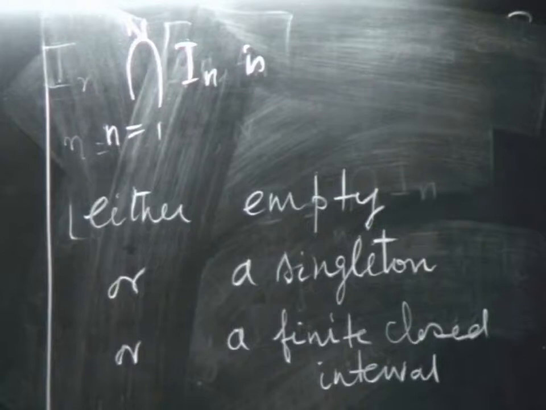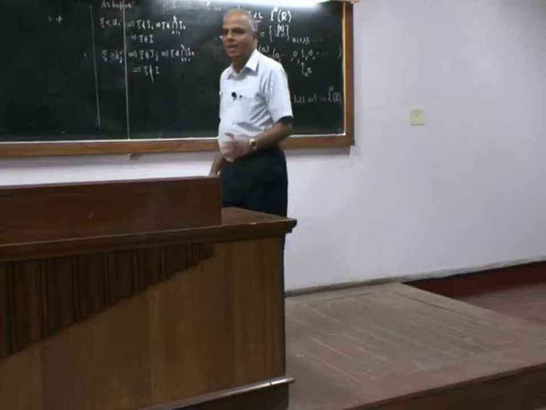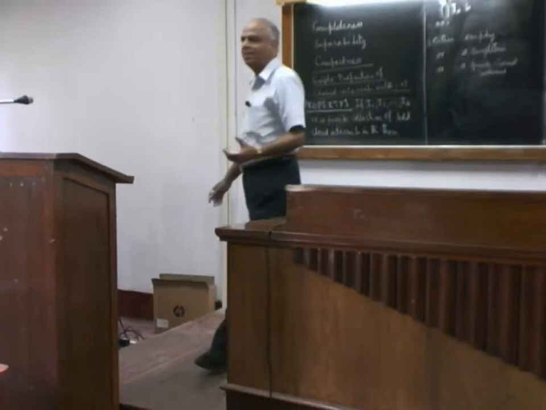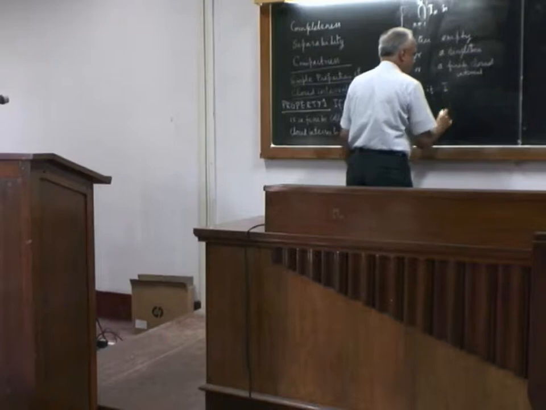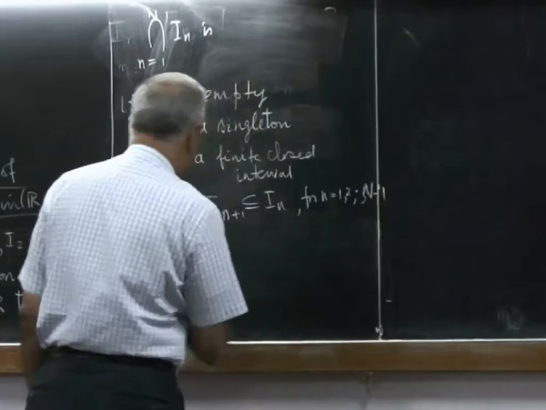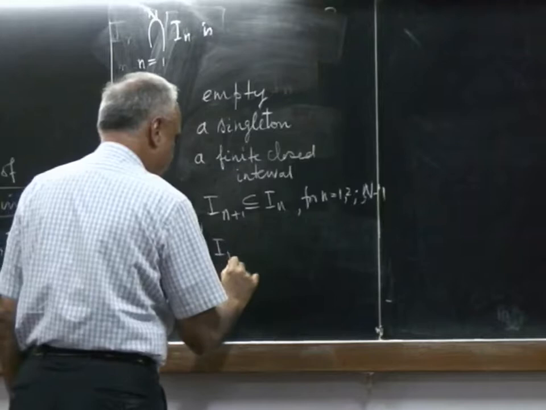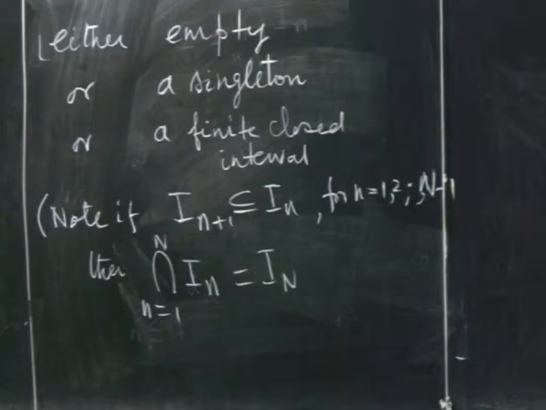In particular, what will happen if the intervals are one inside the other? That is, I1 contains I2, contains I3. So, what will be the intersection? The smallest interval will be it. So note, if I(n) is contained in I(n-1) for n equal to 1 to n minus 1, then the intersection of In for n equal to 1 to n is actually I capital N. That is the smallest. The smallest interval has the biggest left hand point and the smallest right hand point. So that is a trivial case. Okay.